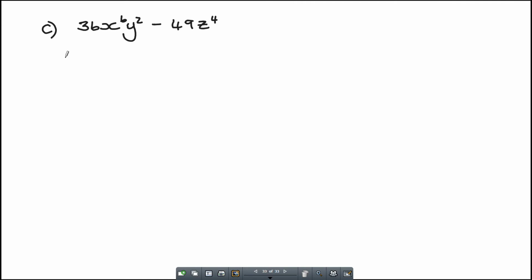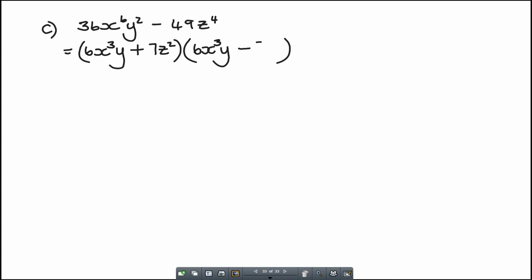All right, people, how many terms do we have? 2. Is there a minus in between? Yes. Can I get square root of all of them? Yes. So I'm going to have 2 brackets, one with a plus, one with a minus. So square root of 36 x to the power 6 y to the power 2 will be 6 x to the power 3 y. And then square root of 49 z to the power 4 will be 7 z to the power of 2.